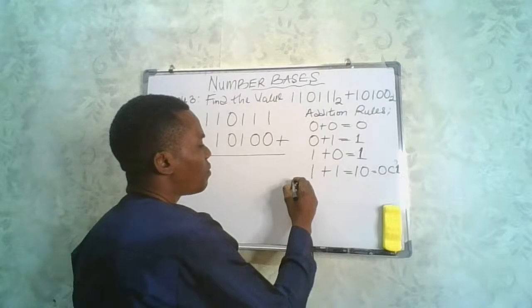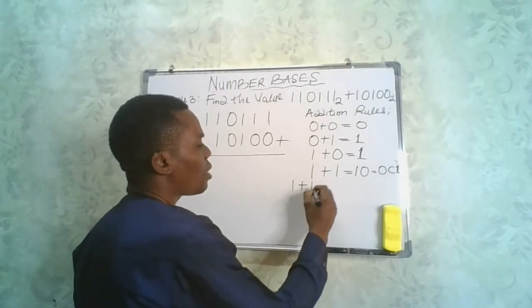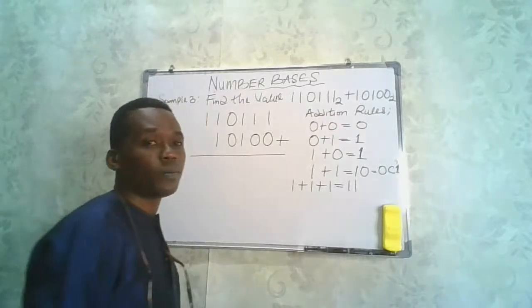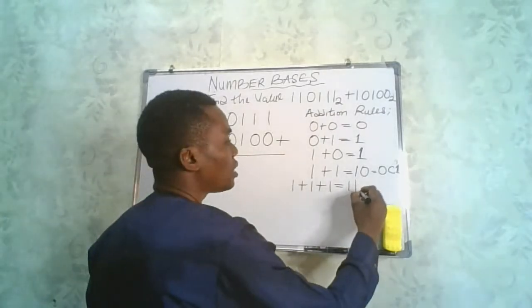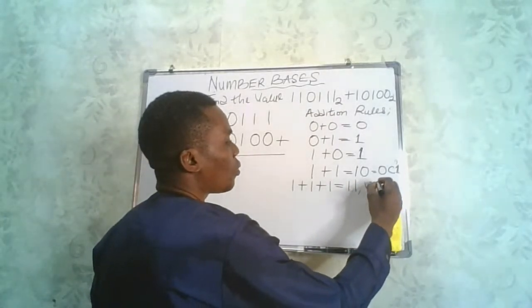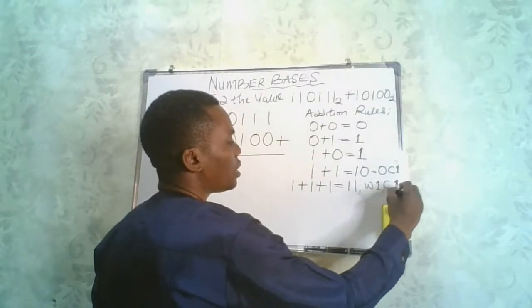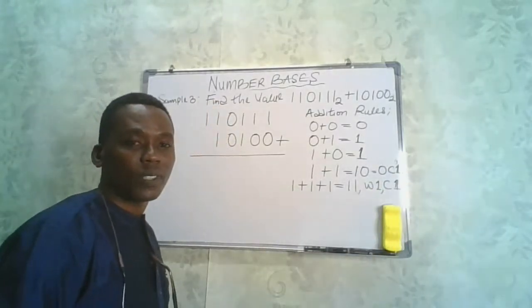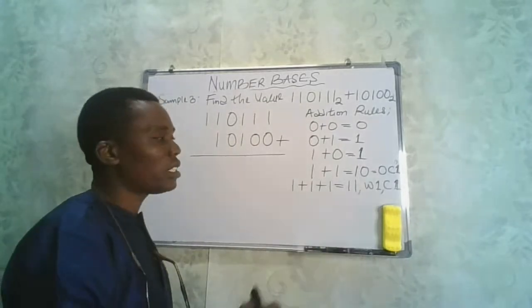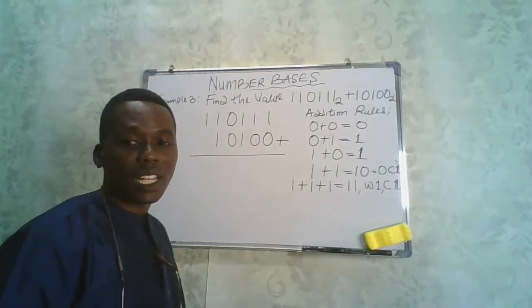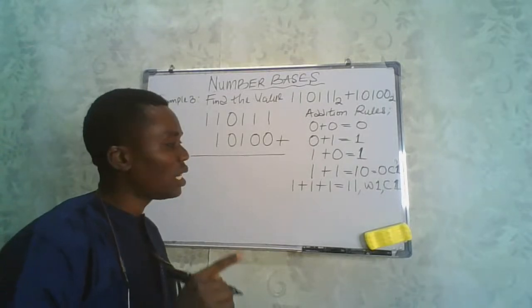Now, when you have addition of three numbers, 1 plus 1 plus 1, this will be equal to 11. So what you do is you write 1 and carry what? And carry 1, right? Over to the next addition. Right? And that is exactly what you should bear in mind.